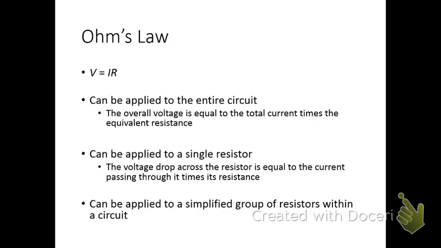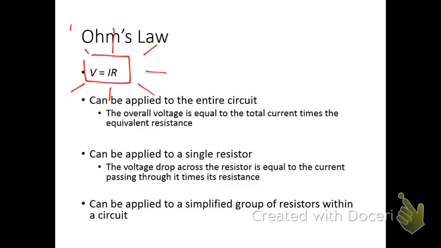The biggest and baddest part of this circuit analysis is Ohm's law. V equals IR. Voltage equals current times resistance. This is the glorious part of circuit analysis. It can be applied to an overall circuit, so the total voltage of a battery will equal the total current that it's spewing out at any given time times the total resistance of the circuit.